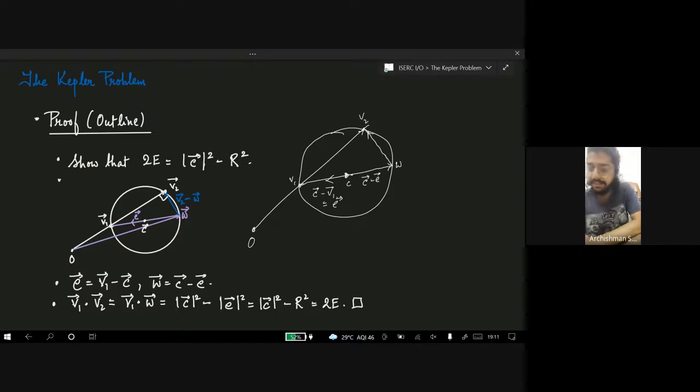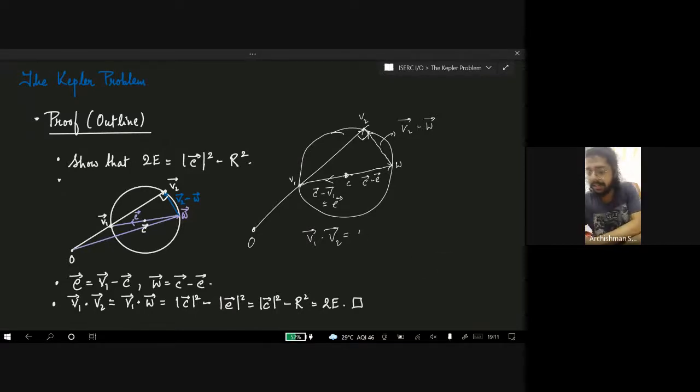And then let's complete this triangle. And then this is V2 minus W. And you can see that this is a diameter, and this is a triangle on a circle with one side as the diameter. So this must be a right angle. This is standard Euclidean geometry. And then you have V1 dot V2.